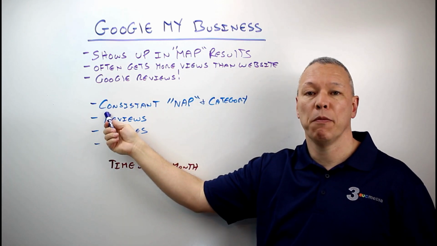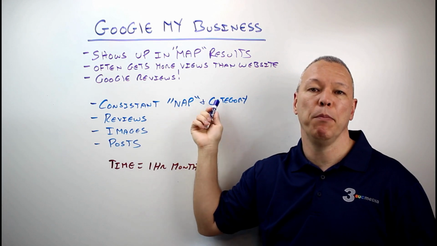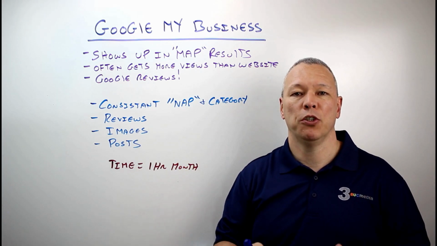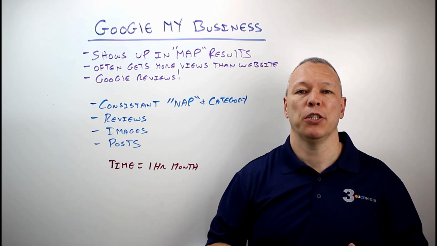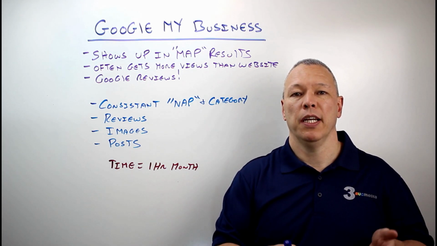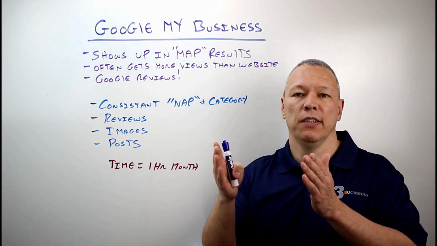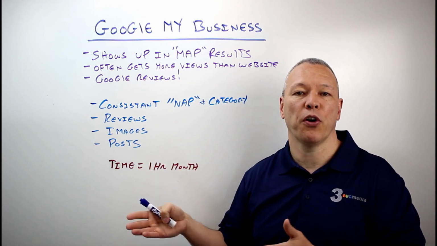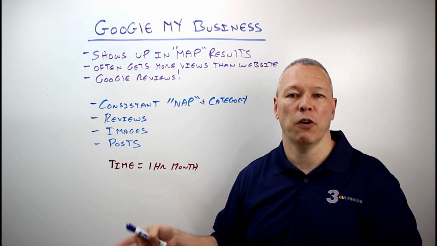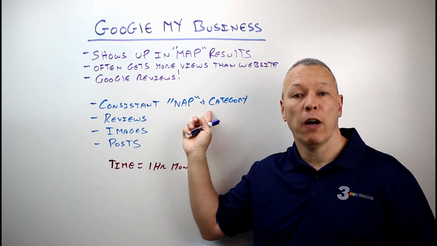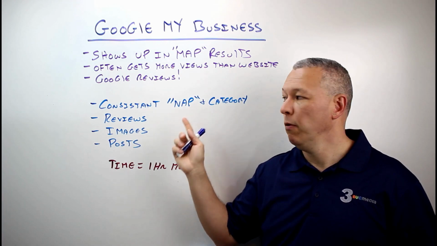Number one is information, having a consistent NAP and making sure your category is correct. Now, your NAP is your name, address, and phone number. You want to make sure that that information is exactly the same in your Google My Business listing as it is on your website, as well as any third-party review sites or directories where you're listed. We also want to make sure that we're in the right business category, which we're going to go over.